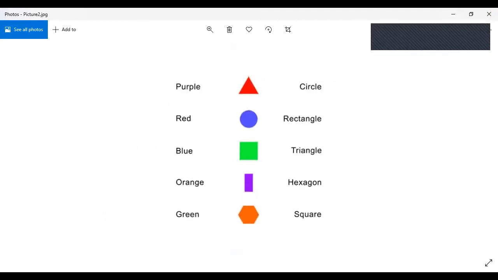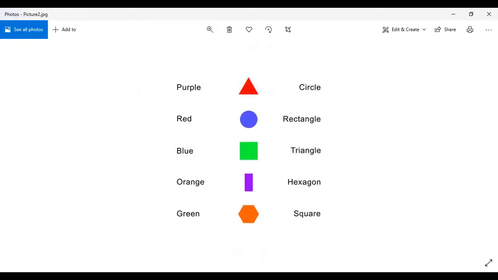Okay, is the screen visible? Okay, great. Now what you are supposed to do: in the center, the shapes are drawn, and on one side the color is given and on the other side their names are given. So you are supposed to match the color and name both with the shapes. First, look at the first one. What is it? It's a triangle. So where is triangle written on the right hand side? Third number. Match it. And what is the color of the triangle? It's red. Where is red written? On second number. So match it with red.